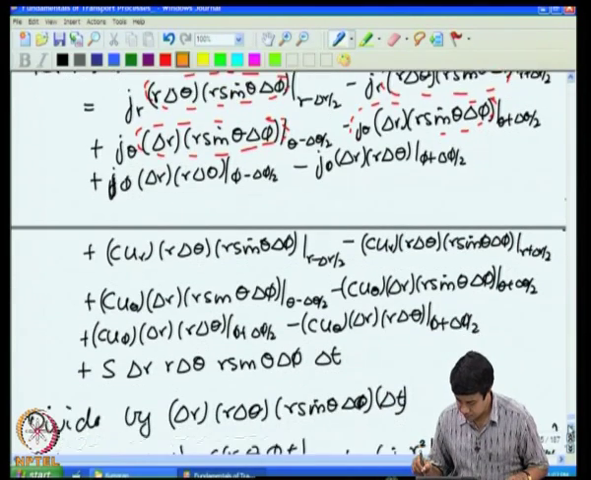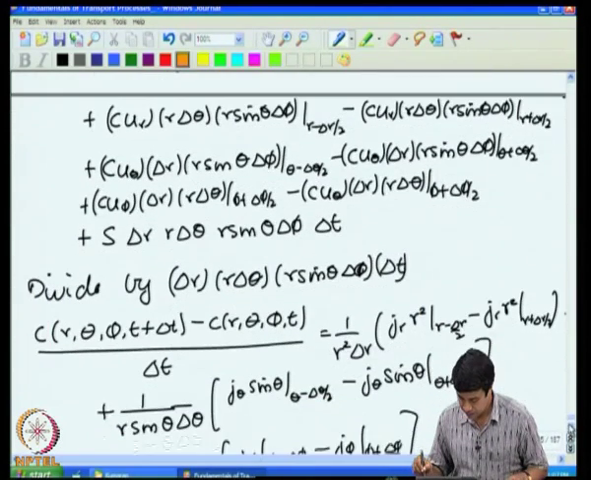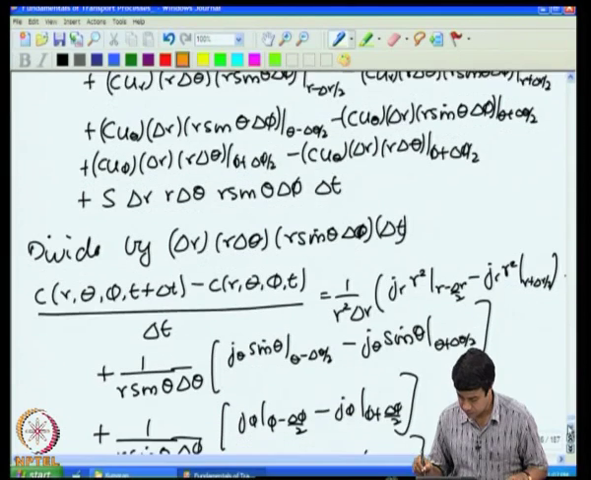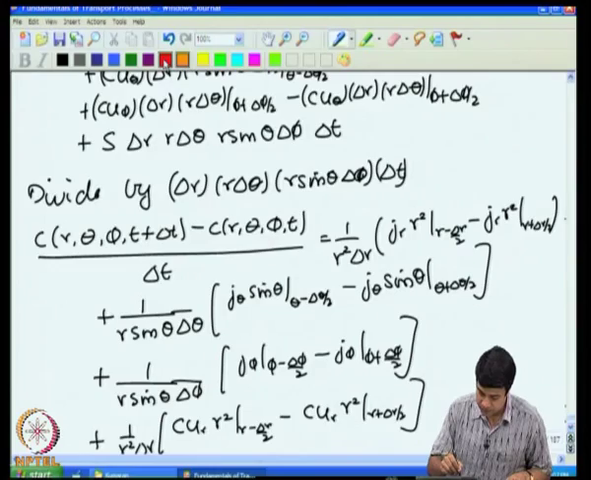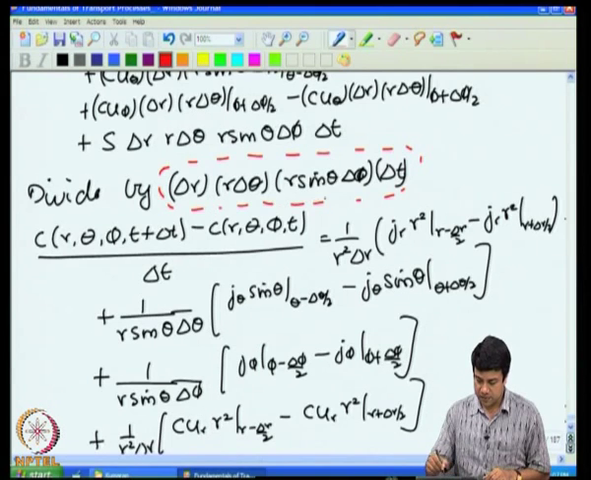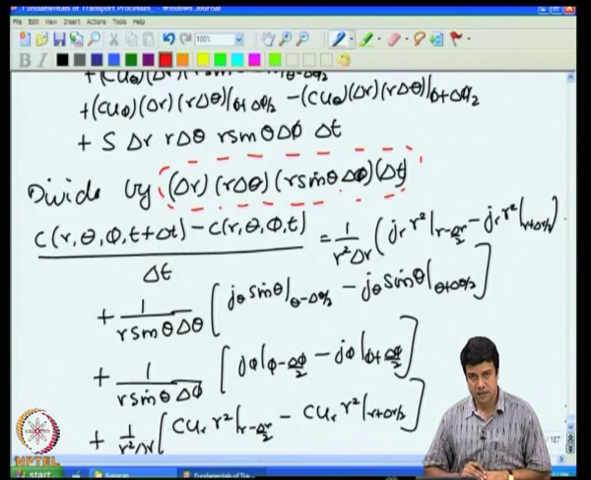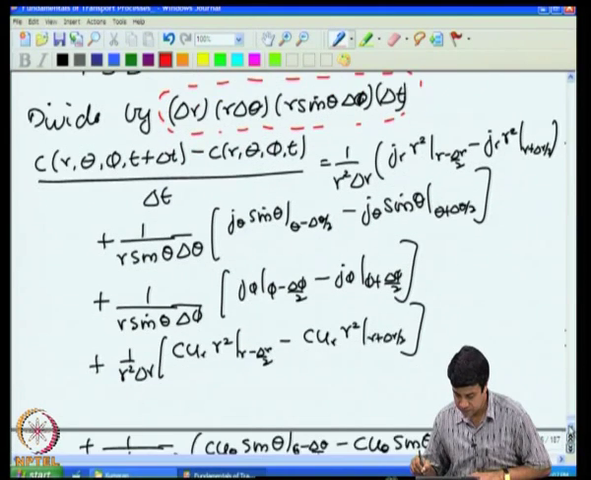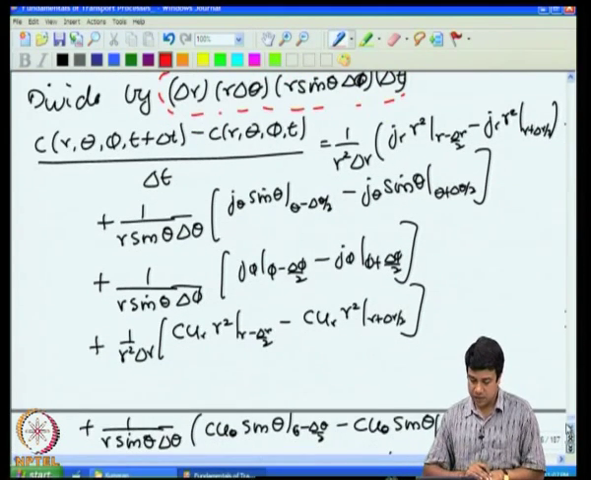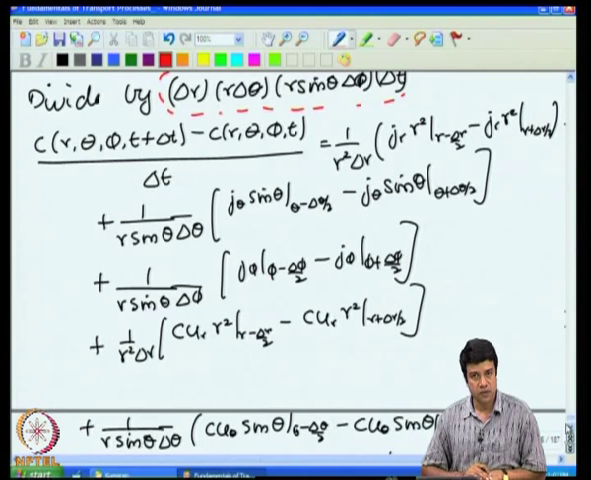So, this gives us the final equation, and we divide throughout by the volume times time to get a difference equation, which basically relates the concentration difference between time t and t plus delta t to the difference in fluxes on the surfaces of this differential volume.